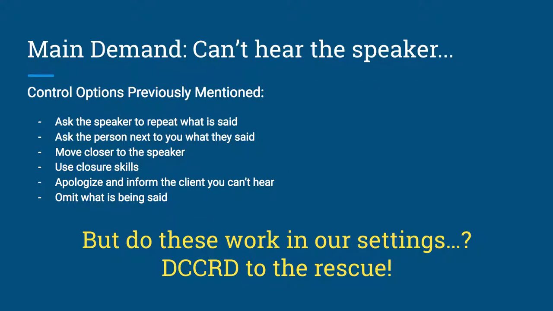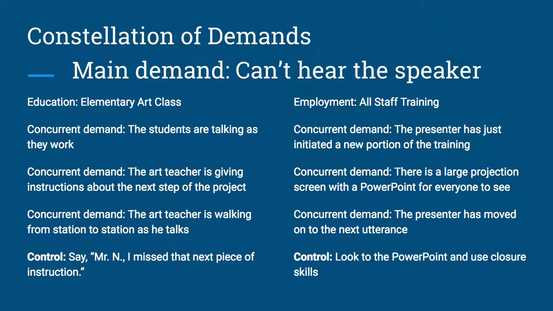The main demand, can't hear the speaker. I'm going to stick with this demand that we have previously discussed. This is an attempt to show how a control can be employed given the context of a situation. Let's start by identifying the constellation of demands in each setting. The main demand is, I can't hear the speaker.